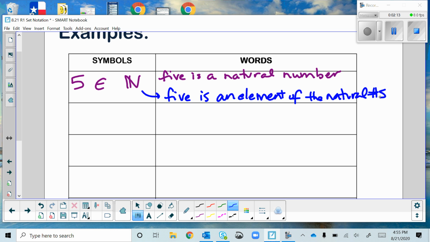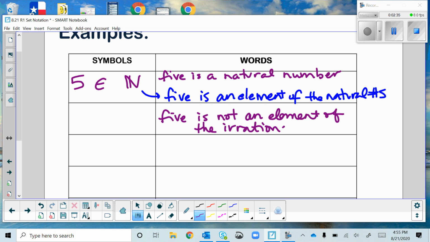And similarly, if you wanted to say 5 was not an element of something, so for example, if we wanted to say 5 is not an element of the irrational numbers, for example, we would write the 5 and then we would write the N, and we would write that same symbol, but we would put a cross through it like that. 5 is not an element of the natural numbers.